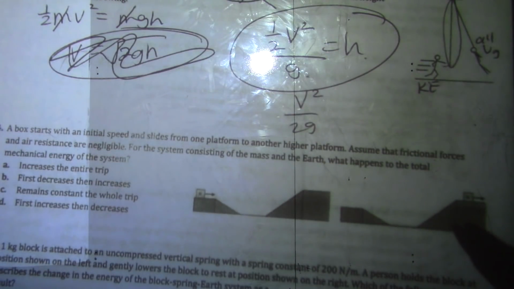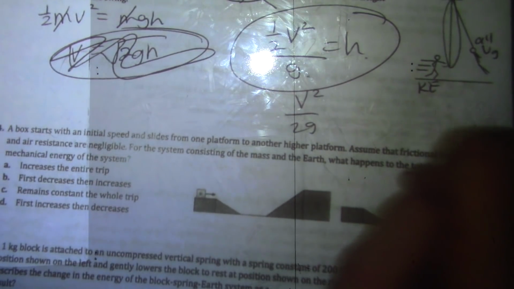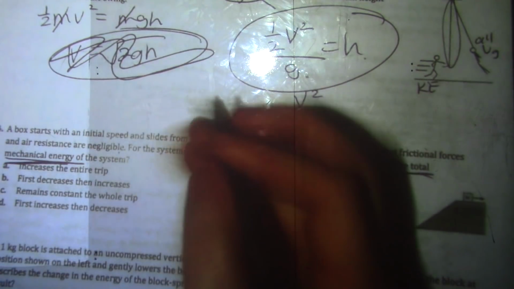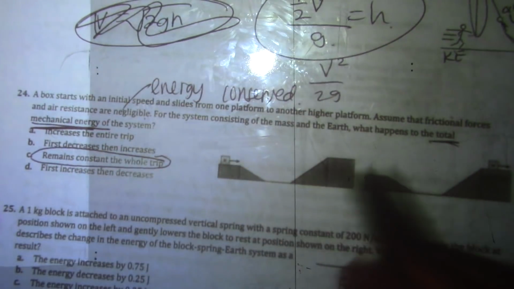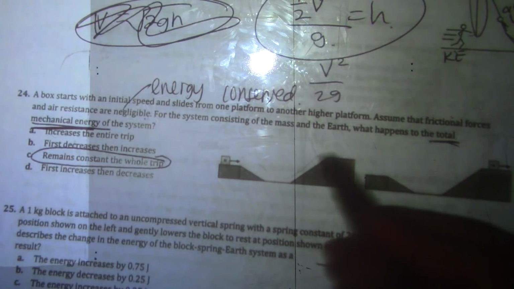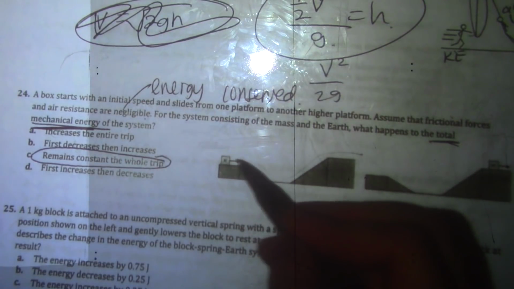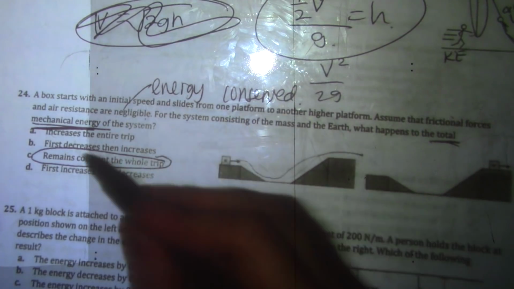Here we've done this question a lot, but we're talking about total mechanical energy. We know friction and air resistance are negligible, which means that energy is going to be conserved. So your total energy should remain the same the whole time. Your kinetic energy is increasing and then decreasing. Your potential energy is decreasing and then increasing, but the total amount, the potential plus the kinetic at each point, should be the same the whole time.